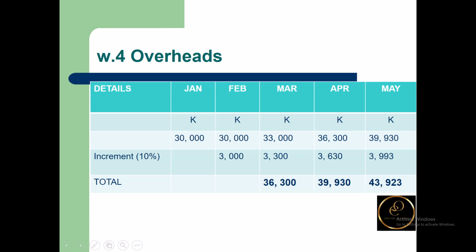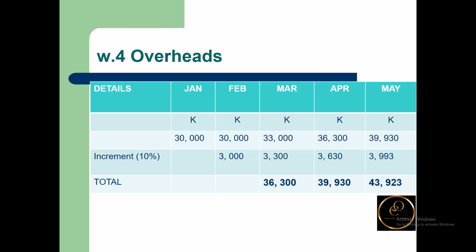Now when it comes to February, this 30,000 will increase by 10%. So 10% of 30,000 will be 3,000, meaning that we are going to have a total of 33,000 in February. So come March, we start with 33,000, which is going to increase again by 10%. The 10% of the 33,000 will amount to 3,300, meaning that in March we are going to have a total obligation of 36,300.